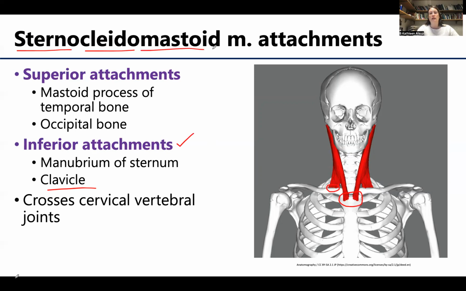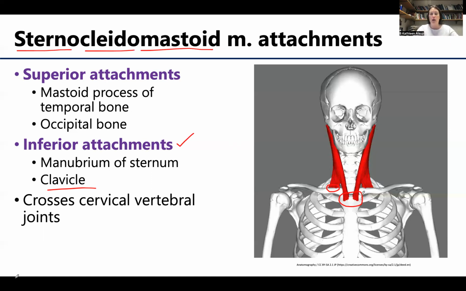And then the mastoid part of the name is telling you that one of the superior attachments is up on the mastoid process, those processes that you can palpate underneath your ear of the temporal bone. Additionally, portions of the muscle will go back towards the occipital bone as well. So if you're looking at yourself, it's going to be this rope-like muscle right here on the neck, very easily palpable, can serve as an important landmark for other structures of the neck.